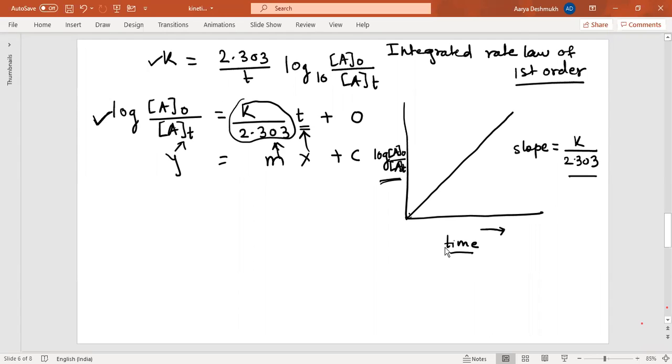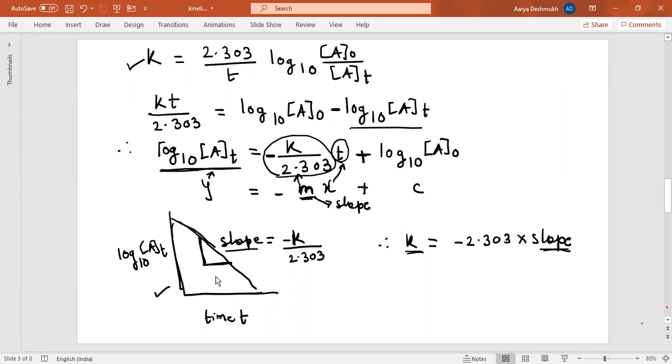So you need to remember what is to be taken on the x-axis and what should be on the y-axis. So here, what is this? This is the y coordinate here. It is 0, isn't it? This is the 0. Okay. Now this is one way of interpreting the graph of the integrated rate law for the first order. This is another way.